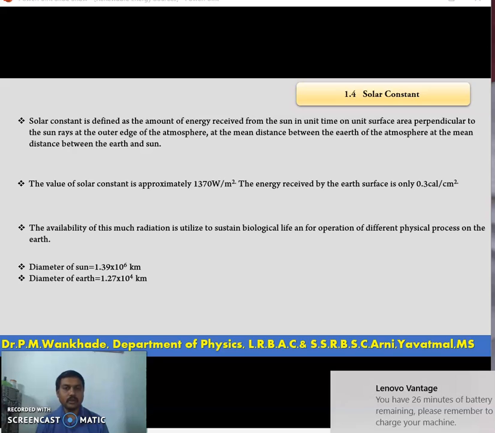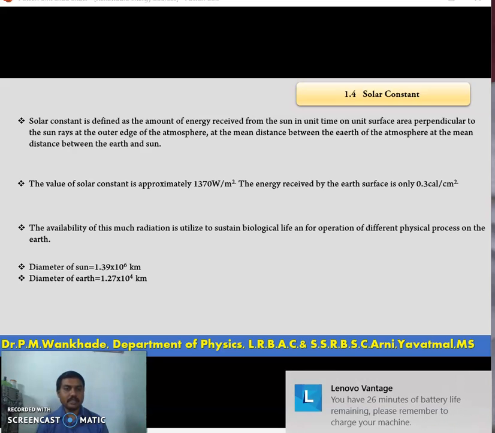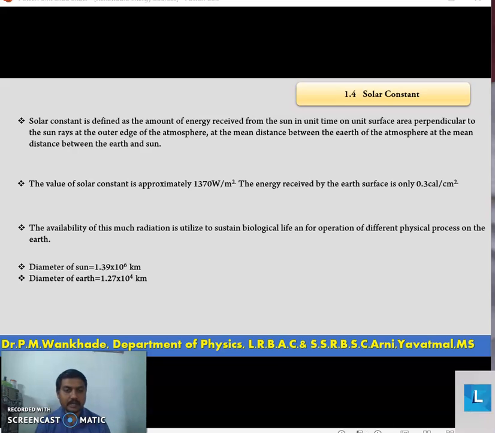The value of solar constant is approximately 1370 watt per meter square. W indicates the watt, that is the unit of power. The energy received by the Earth's surface is only 0.3 calorie per centimeter square. The availability of this much radiation is utilized to sustain biological life and for the operation of different physical processes on the Earth. It is estimated that the diameter of the Sun is 1.39 × 10^6 km, and that of Earth is 1.27 × 10^4 km.